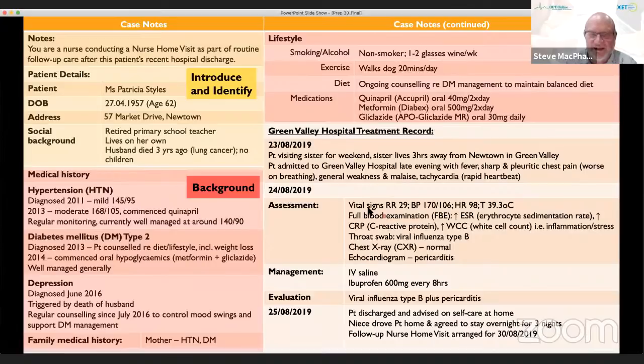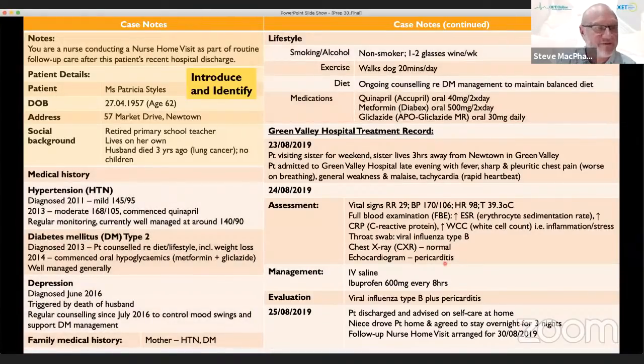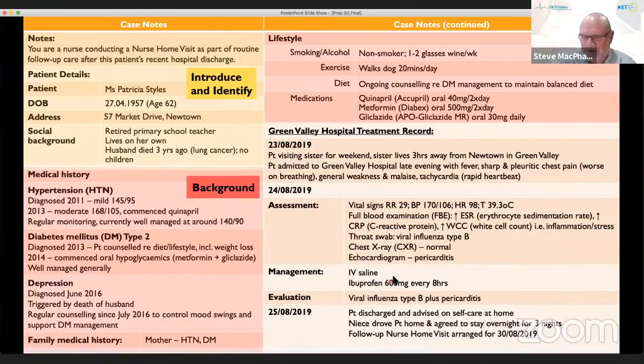And then on the 24th, one day later, assessment. There's that word assessment. We spoke about assessment, and here it is in the case notes as well. Nice. We've got the vital signs listed, the full examination here. Various tests were done: white cell count, the ESR and so on, throat swab for viral influenza type B. There was a chest X-ray and an echocardiogram, which revealed pericarditis. That's our first mention of this main issue, everyone. Management: IV saline and ibuprofen. In the evaluation, she has viral influenza type B plus pericarditis. So it's an exacerbation, isn't it? A complication.